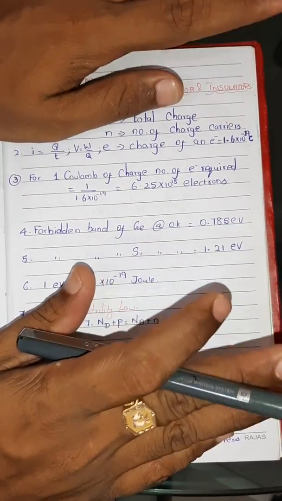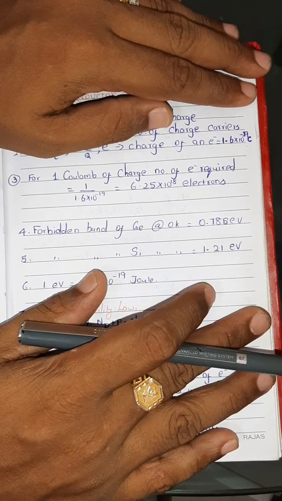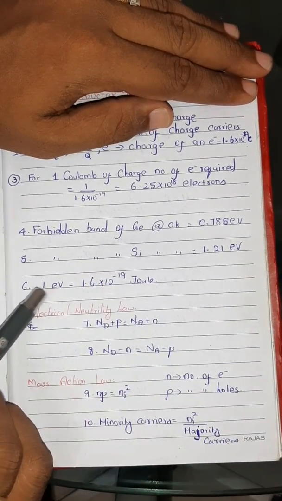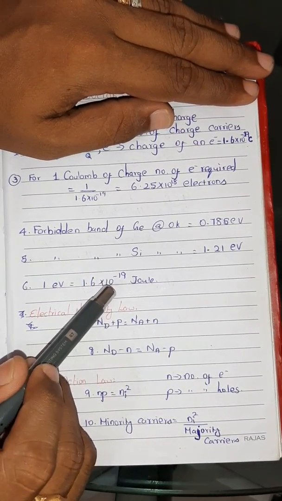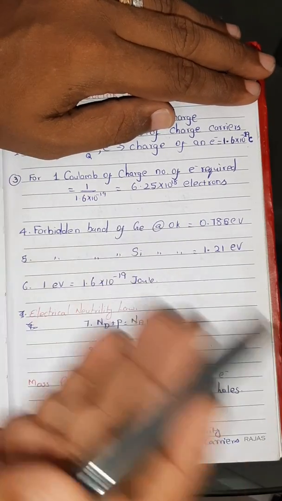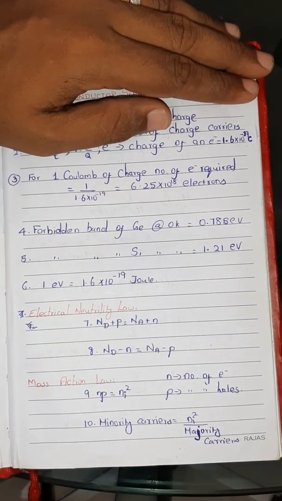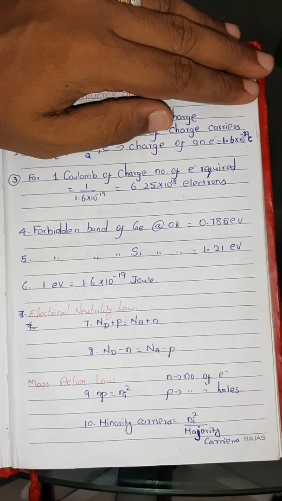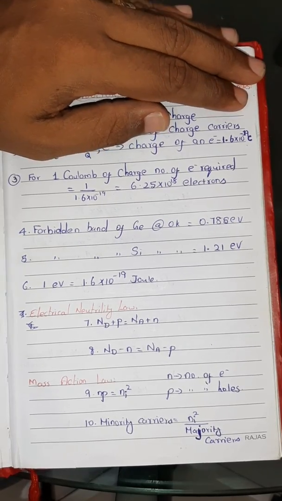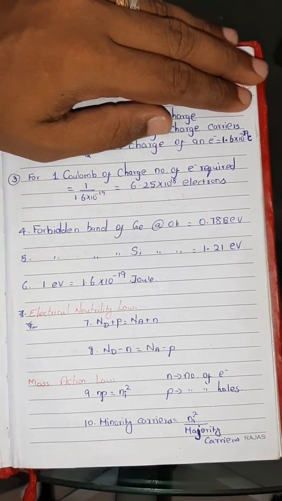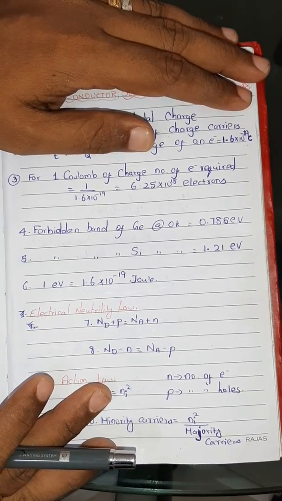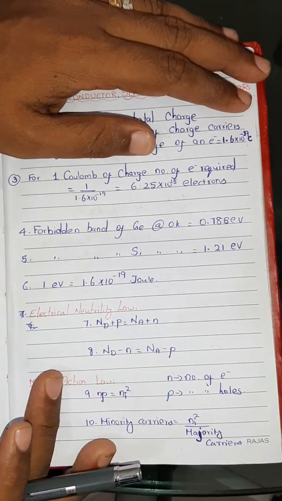Whereas for an insulator, the band gap energy is greater than 6 electron volt, so we need 6 times 1.6 into 10 power minus 19 joule of energy to liberate the electrons from the valence shell. That is not possible, and that is why we are unable to produce free electrons from insulators, and insulators do not conduct electricity.